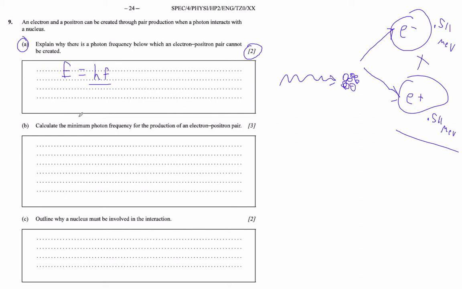Okay, so calculate the minimum photon frequency. I didn't see frequency, so I calculated wavelength, so I didn't get all the marks. So this is exactly what we did for our problems.